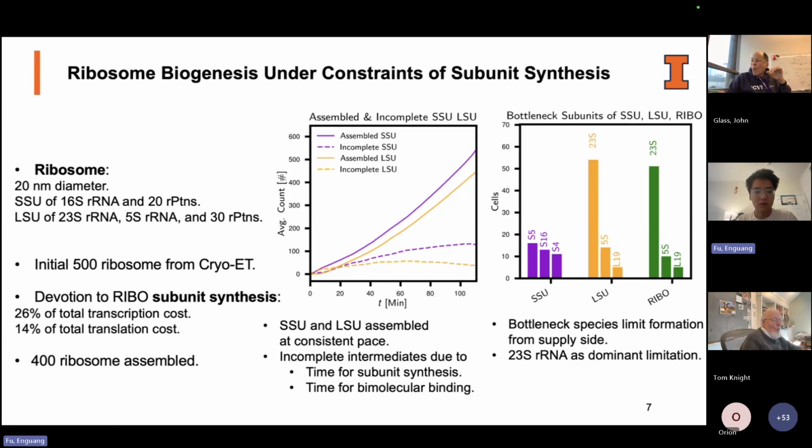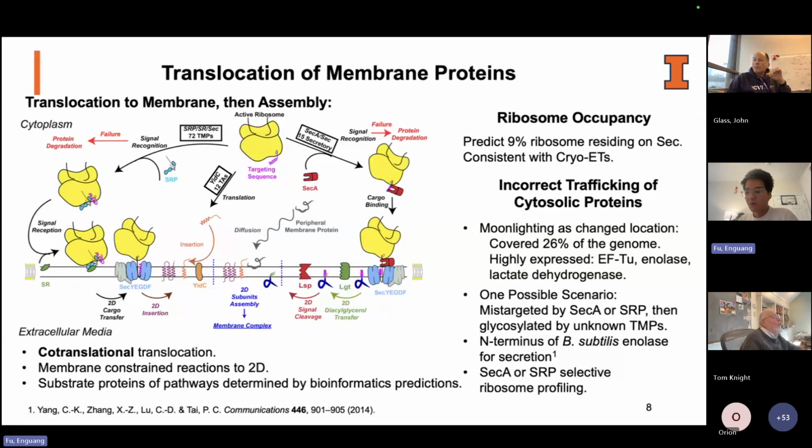Another missing part from our previous model is the translocation network for proteins to the membrane. A specific targeting sequence will emerge from the ribosome exit tunnel during translation, which will be recognized by either signal recognition particle or SecA, which will then direct the whole complex to the Sec translocon embedded in the membrane in a co-translational translocation manner.